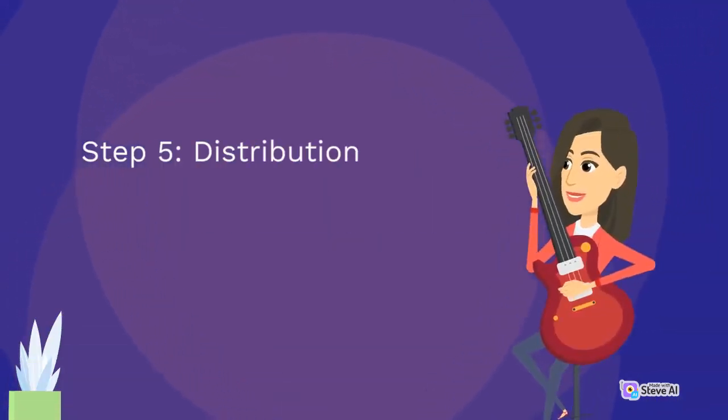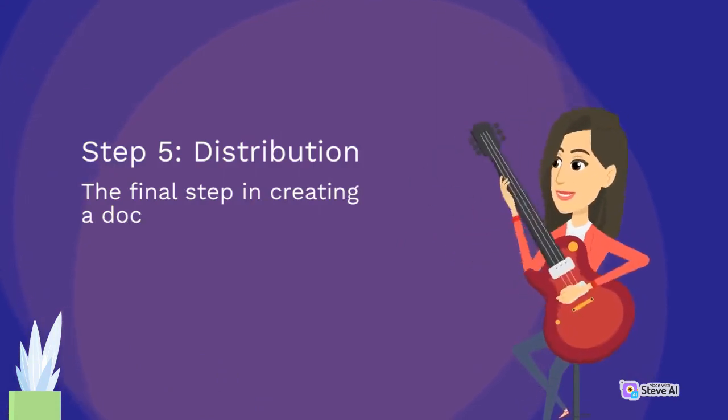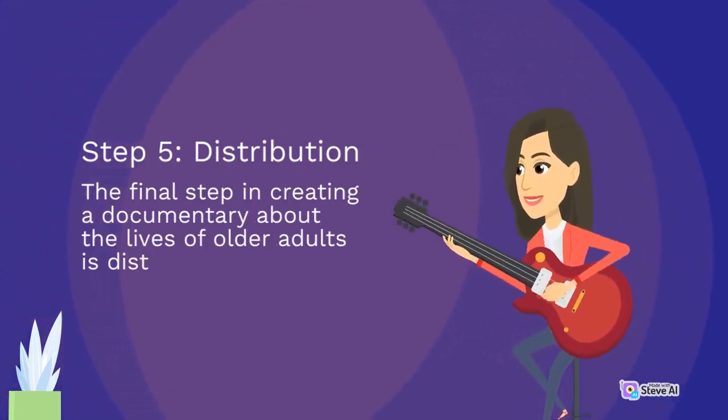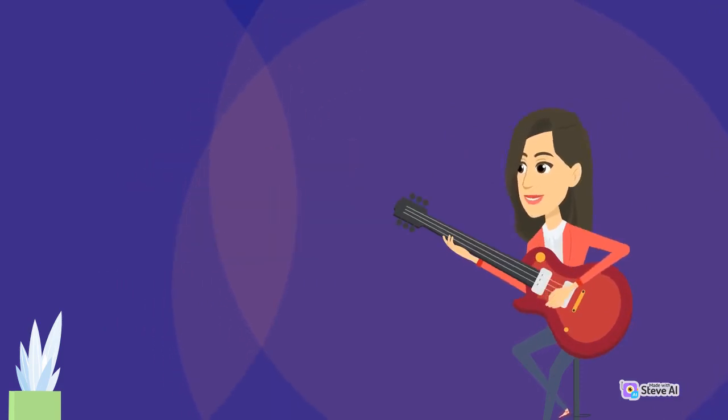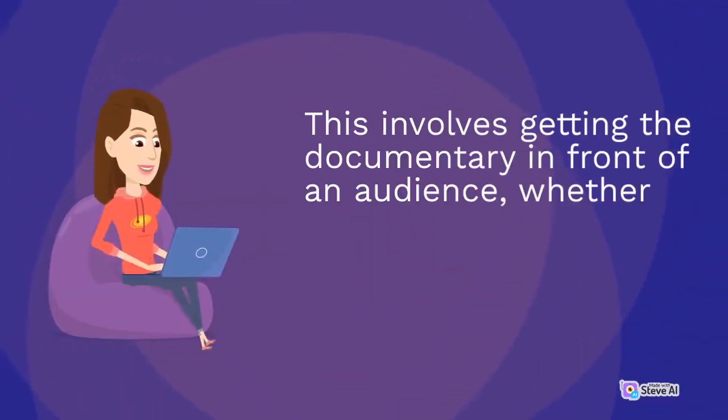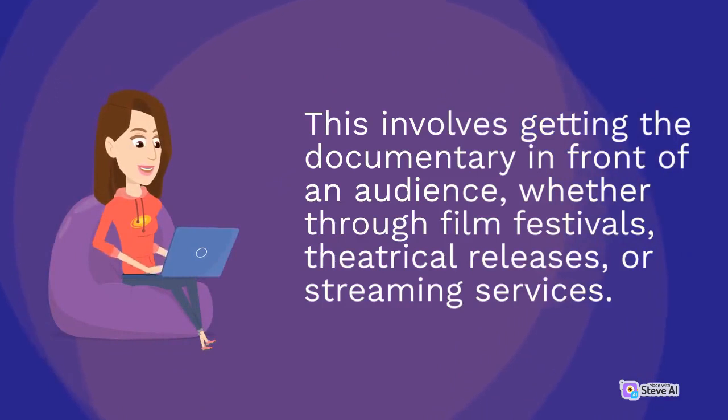Step 5: Distribution. The final step in creating a documentary about the lives of older adults is distribution. This involves getting the documentary in front of an audience, whether through film festivals, theatrical releases, or streaming services.